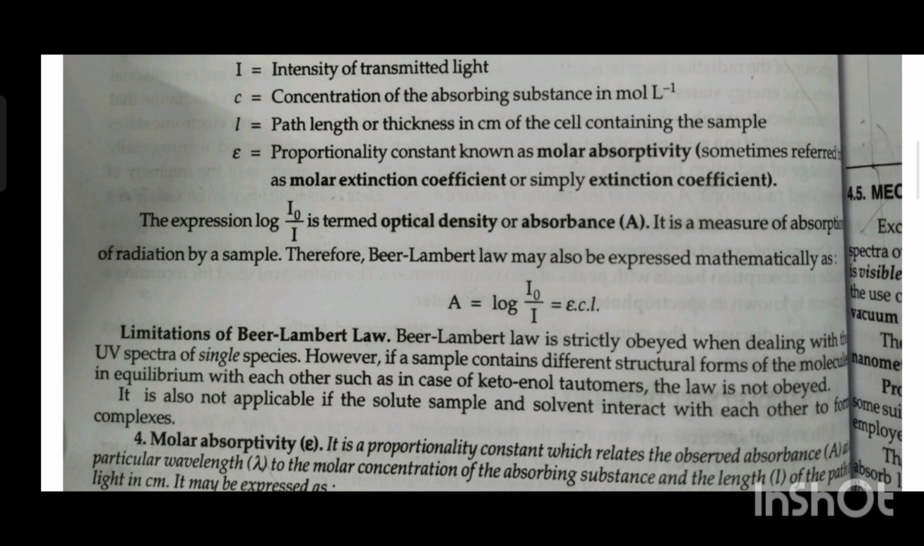Limitation of Beer-Lambert law. The Beer-Lambert law is strictly obeyed when dealing with the UV spectroscopy of a single species. However, if a sample contains different structural forms of a molecule in equilibrium with each other, such as in the case of keto-enol tautomerism, the law is not obeyed. It is also not applicable if the solute and solvent interact with each other to form complexes.